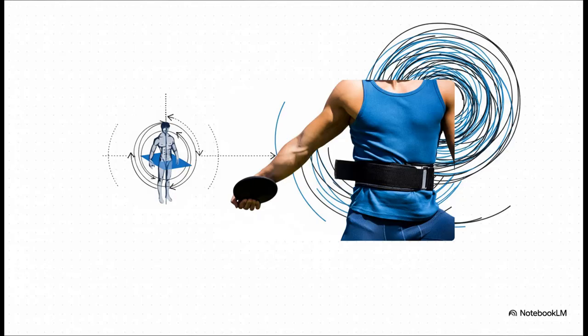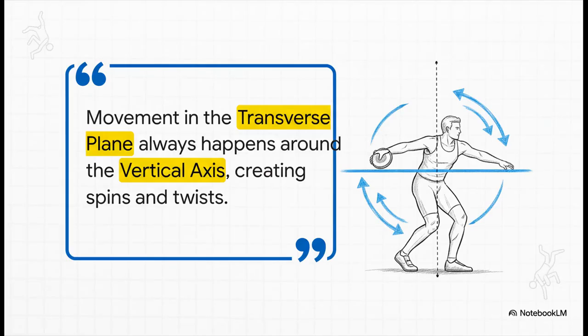Which of course brings us to our final pair, the spin. We already established this is a rotational movement, so it has to be in the transverse plane. And its pivot point is that straight down the middle vertical axis. And that completes the set. To spin, to twist, to rotate in the transverse plane, you have to pivot around the vertical axis. So get this, every major athletic movement you can think of is just one of these three power pairs in action.